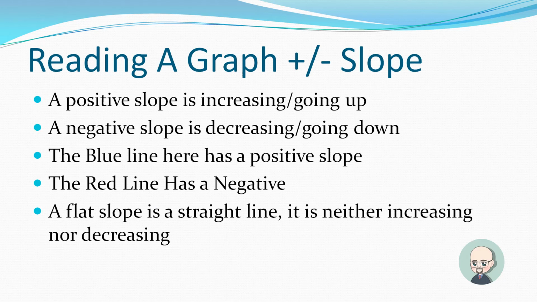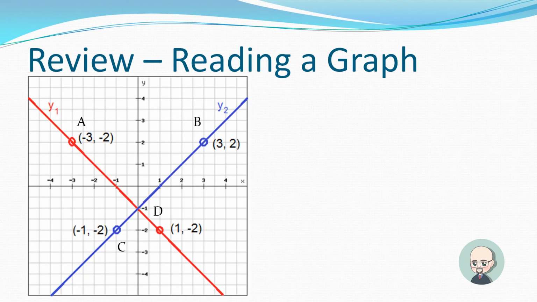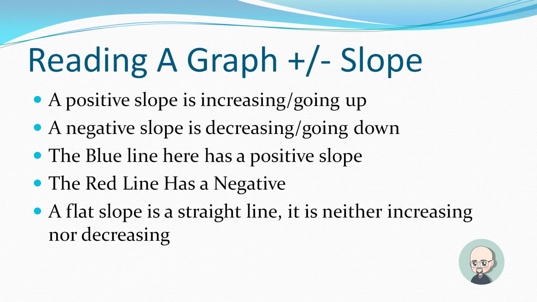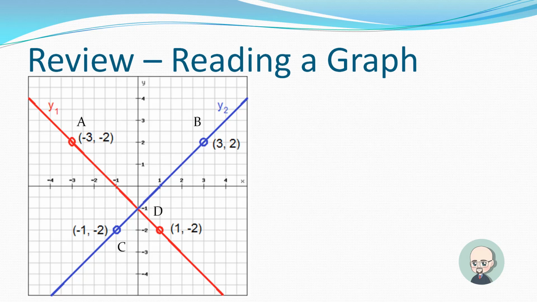All right. A positive slope is increasing or going up. A negative slope is decreasing or going down. So the blue line has a positive slope. It's going up. Or if there was an arrow indicating it, we would say it's probably going up. The red line has a negative slope.